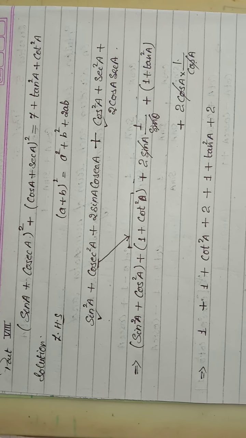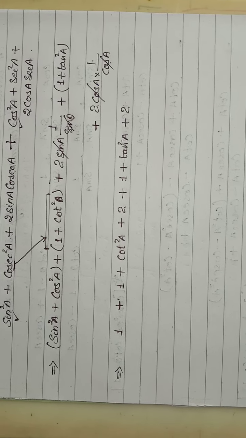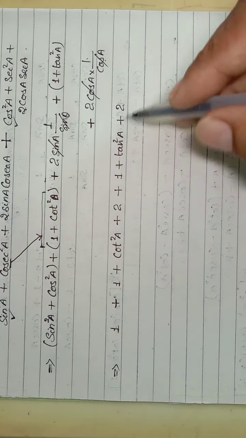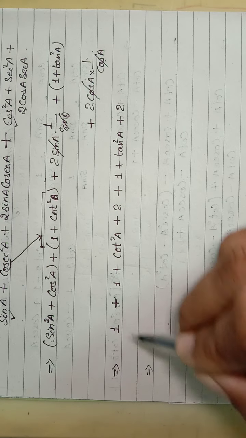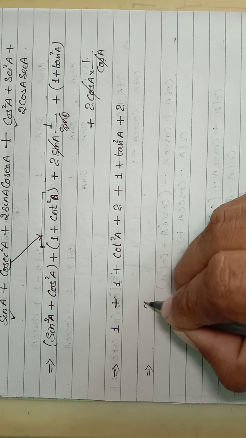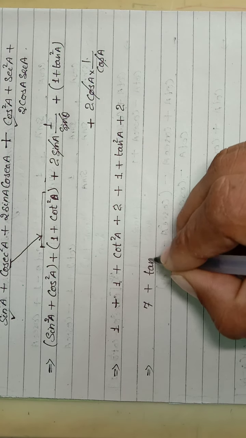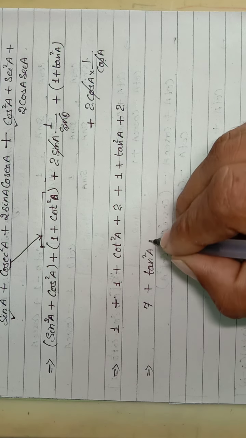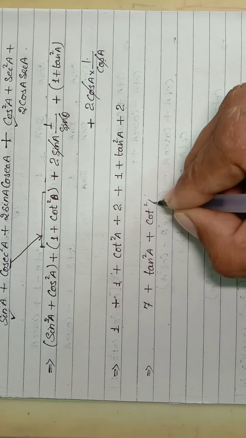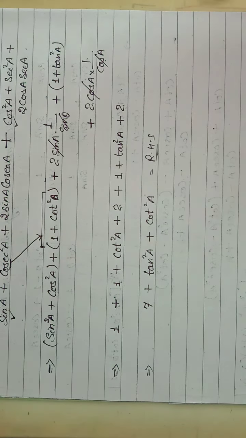It is a little short. You can add all the numeric values. So you can see here 1 2 3 4 5 6 7. So we have here 7 plus tan square a, and cot square a. This question is very easy beta, only the part is a little lengthy.